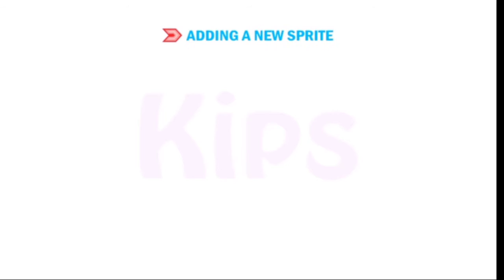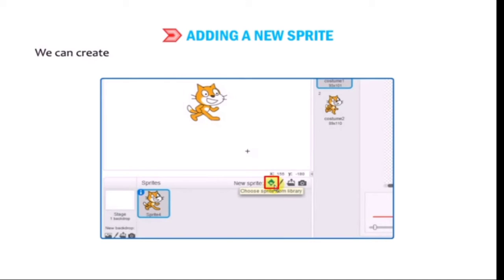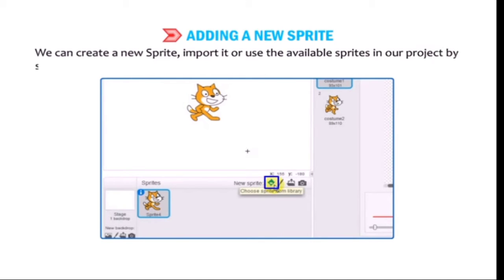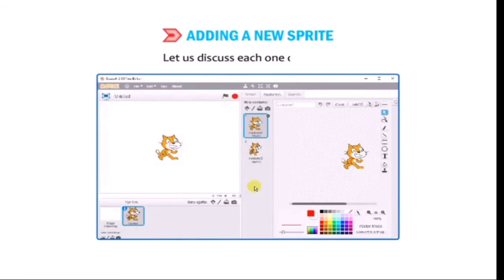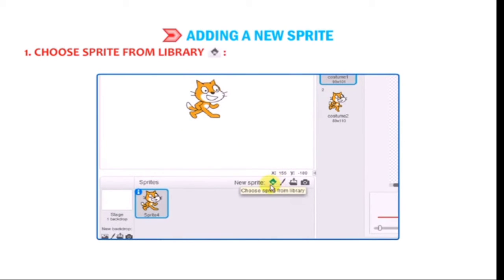Okay, let us learn how to add a new sprite now. When we open Scratch, by default the cat sprite is present on the stage. We can create a new sprite, import it, or use the available sprites in our project by selecting the New Sprite option. Let us discuss each one of these. Number 1. Choose Sprite from Library.